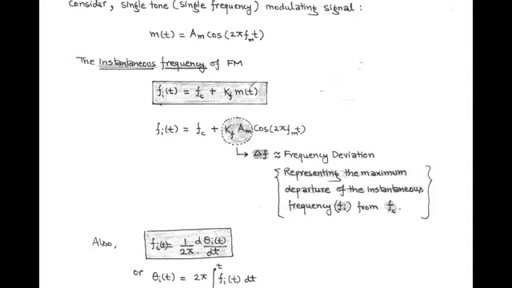Now we put m(t) equals Am cos 2 pi fmt, and we get a new value, that is kf into Am, called frequency deviation, and it is denoted by delta f. So delta f equals kf into Am, called frequency deviation. Now what is the definition of frequency deviation? Frequency deviation represents the maximum departure of instantaneous frequency with respect to carrier frequency. So this is the definition of frequency deviation delta f, and its value is kf into Am.